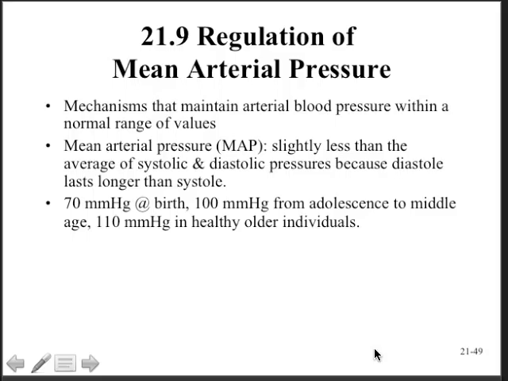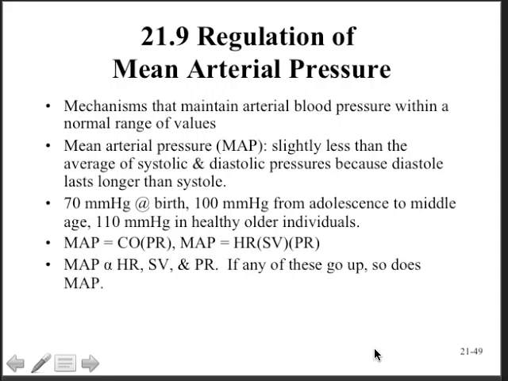Our mean arterial pressure is about 70 millimeters of mercury at birth, 100 millimeters of mercury from adolescence to middle age, and 110 in healthy older individuals. Your mean arterial pressure is calculated as your cardiac output times your peripheral resistance. It can also be calculated as your heart rate times your stroke volume times your peripheral resistance. Remember that CO is equal to HR times SV. If any of these contributing factors goes up, your heart rate, your stroke volume, your peripheral resistance, your mean arterial pressure is going to go up as well. And that just makes sense.